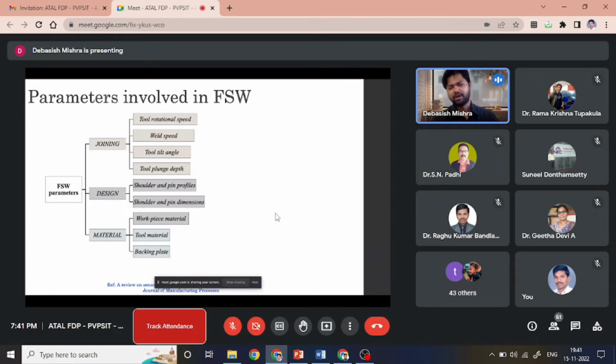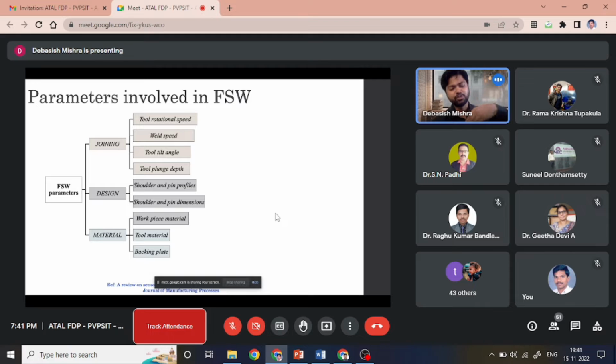Just to give information about the parameters that are involved in the FSW process, they can be grouped into three. The first is the joining parameters that consist of the rotational speed. So the tool that I showed in the last slide is mounted onto the spindle of the machine, and the spindle rotates, and there is a rotational speed which is associated as one of the parameters.